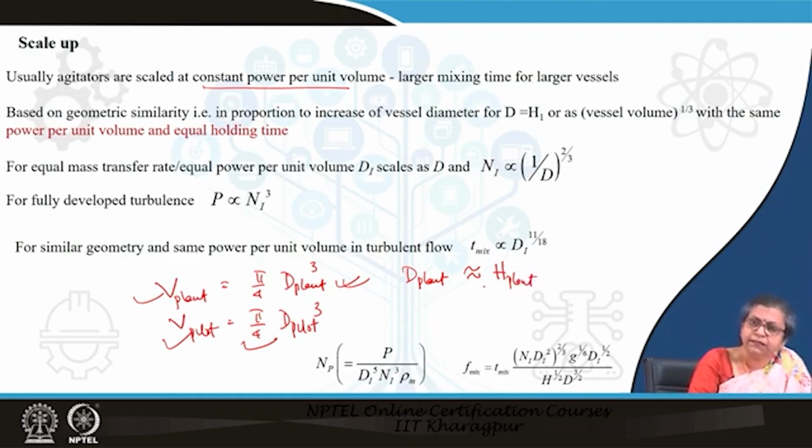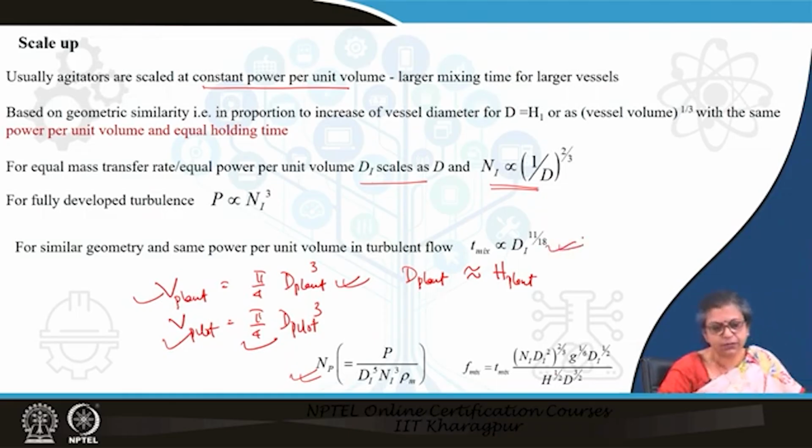Once we have done that, we come to the impeller design. More or less, the impeller diameter d i scales as d, and the RPS, the revolutions, scale by this particular relationship. When we have fully developed turbulence, the power can be scaled. If the power number is the same, then the power can be scaled as N i cubed, and the T mixing, again from here, scales by this relationship with the impeller diameter.